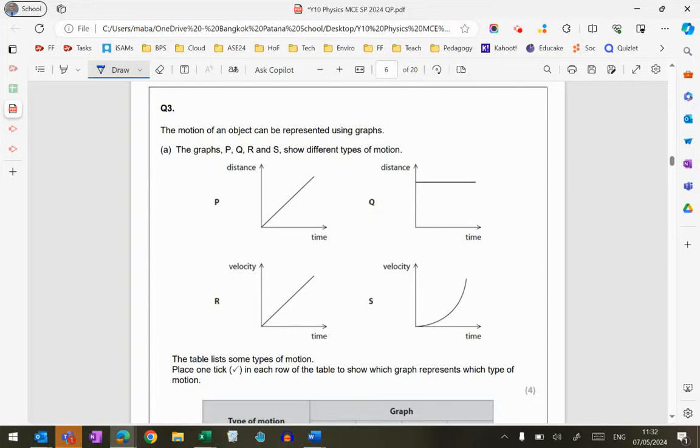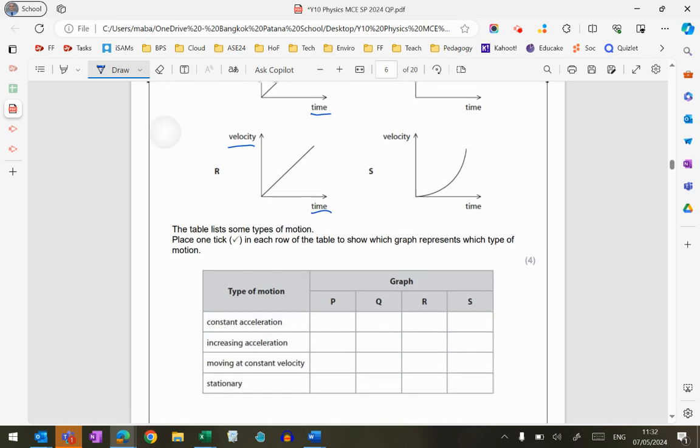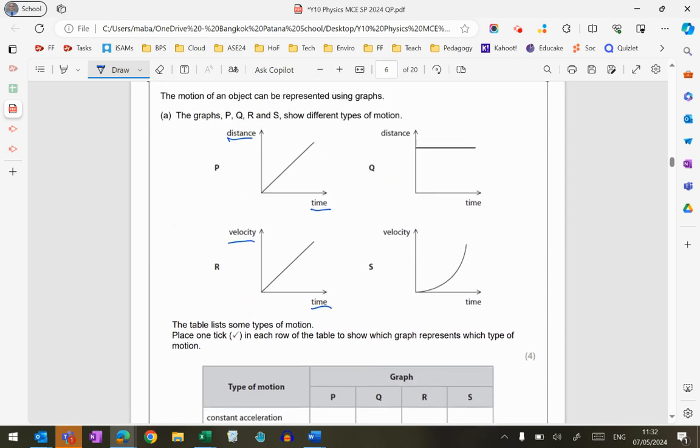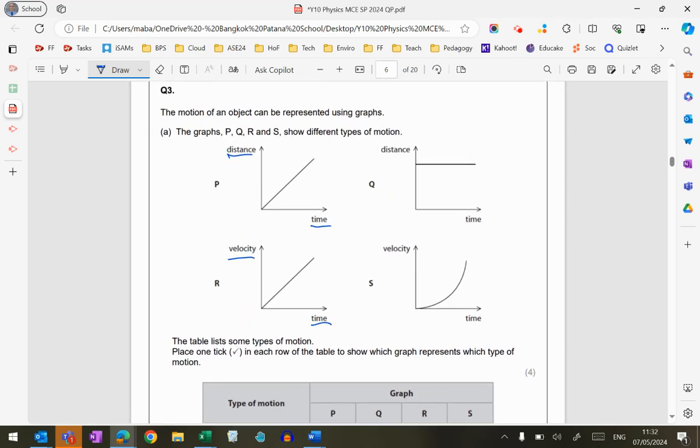Right, question 3. Okay, now you can see that there's two different types of graph here. We've got distance time graphs and velocity time graphs. Okay, and it's asking us about the type of motion for each of those different types of graphs. Well, let's just remind ourselves, what does the gradient of a distance time graph signify?